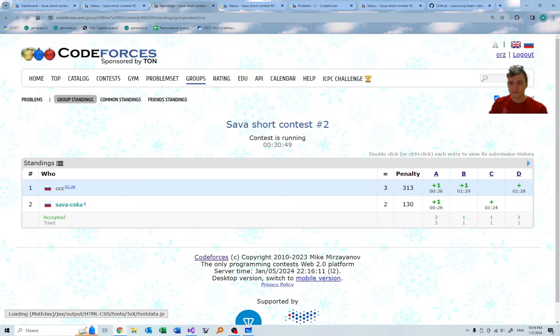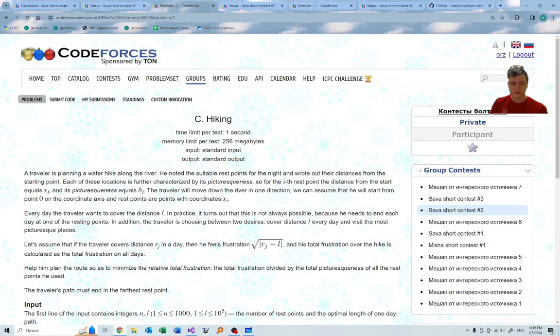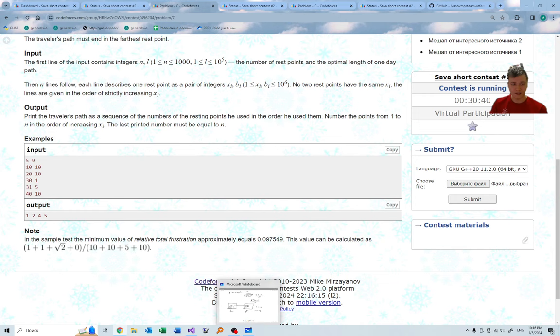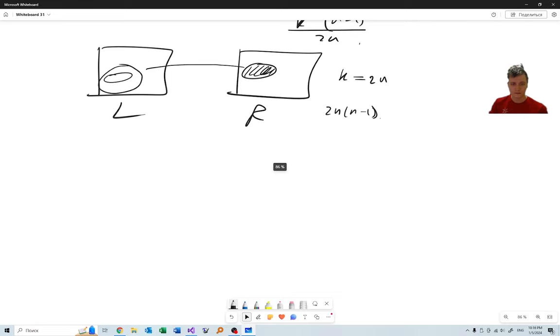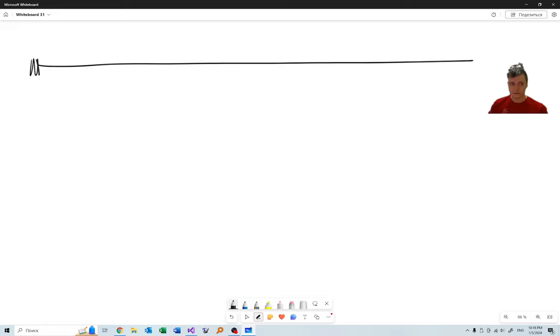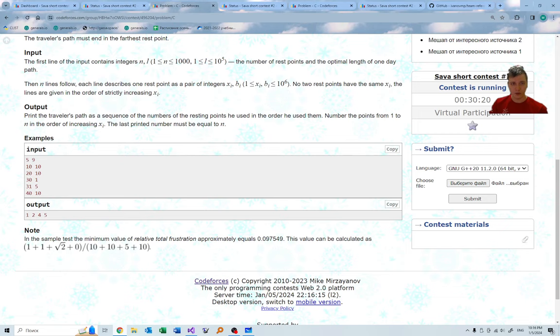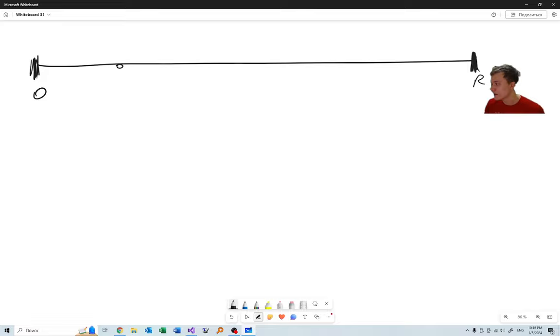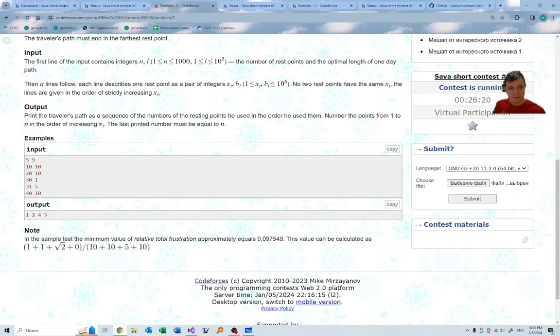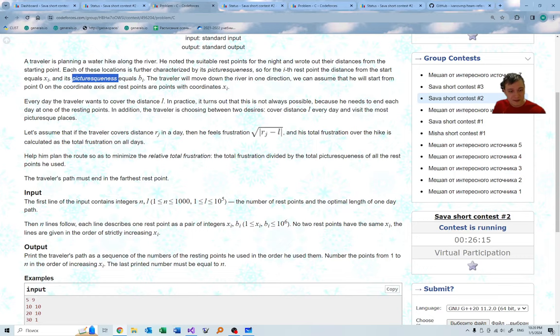Now we need problem C. And this is some crazy dynamic programming, which I don't like. So we have zero, we have R, which is the rightmost point actually. And we have several points, each of them has... Okay, let me pause for a while. I will think. Okay. We have several points on this line with coordinate x_i and, let's call it beauty, b_i. Although it is called picturesqueness, it is b_i. So I'll call it beauty.